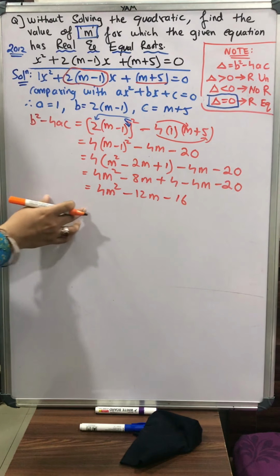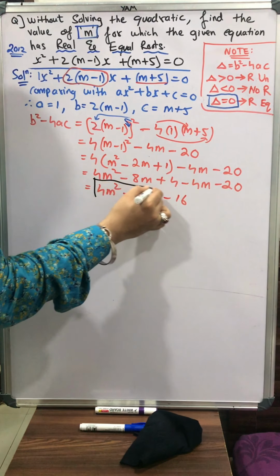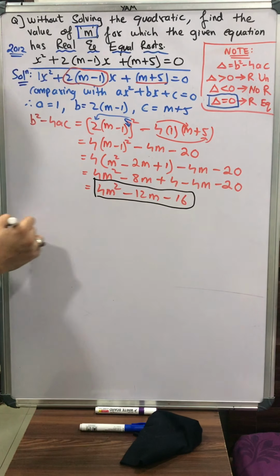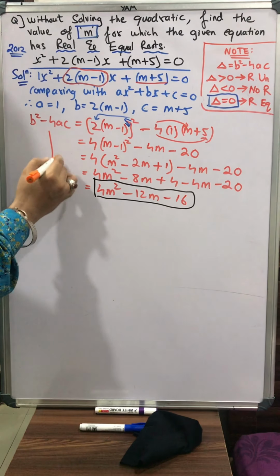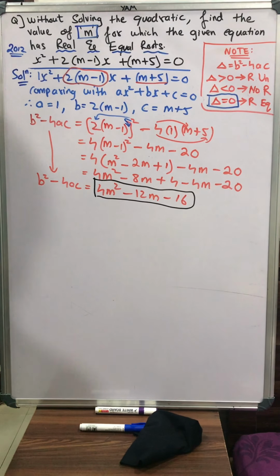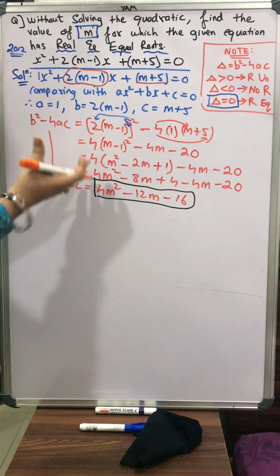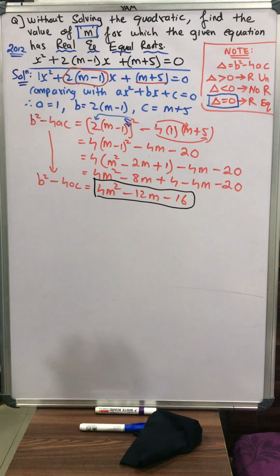Students, what we got? This 4m square minus 12m minus 16, what is it? It is the value of this b square minus 4ac. So we got to know that the value of b square minus 4ac according to our calculation is 4m square minus 12m minus 16. Perfect. But once again, let's see here.